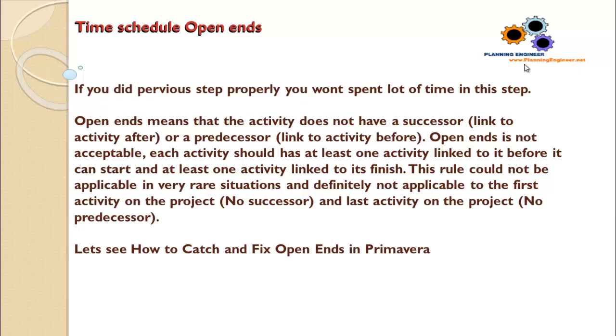Each activity should have at least one activity linked to it before it can start, and at least one activity linked to its finish. This rule could be not applicable in very rare situations, and definitely not applicable to the first activity on the project, which has no predecessor, and the last activity on the project, which has no successor. To catch the open ends is a very simple step. So let's go and see in Primavera how to catch and fix the open ends.